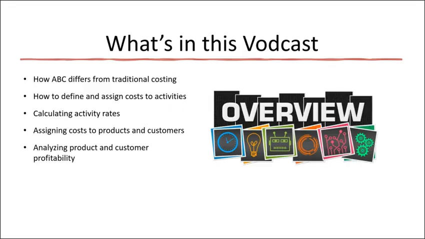Here's what we're covering today. First, we'll define what makes ABC different and, frankly, better than traditional costing. Next, we'll define activities, create cost pools, assign overhead to these cost pools, and then allocate those costs to products and to customers. We'll calculate activity rates and then walk through real examples using overhead numbers, machine hours, order quantities, and more. By the end, you'll be able to look at a product or customer and say, now that's where our money is going. All of this and more right here in today's vodcast.